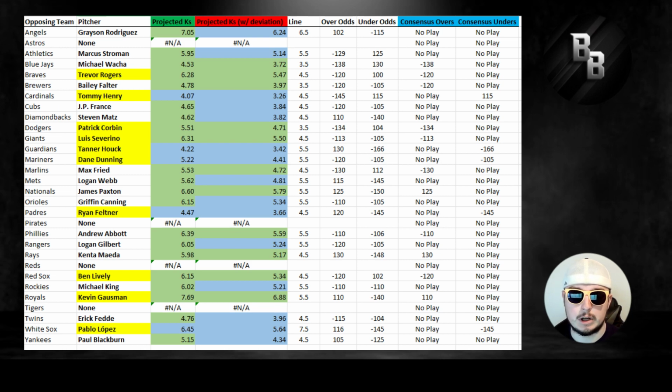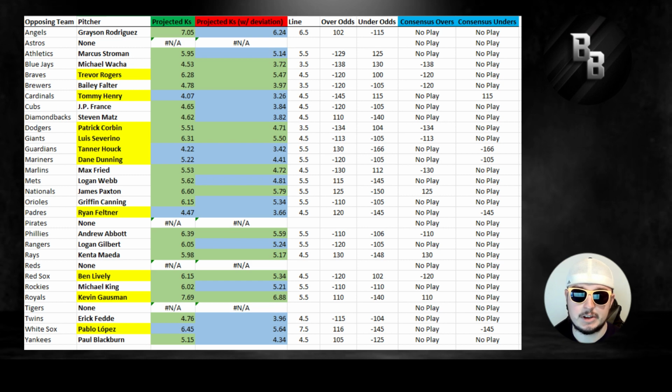Fourth, we have Luis Severino taking on the Giants. His line is set at 4.5, and I'm projected at 5.5. So we'll take the over at minus 113. Fifth, I've got Tanner Houck taking on the Guardians. His line is set at 5.5, and I'm projected at 3.42. So we'll take the under at minus 166.